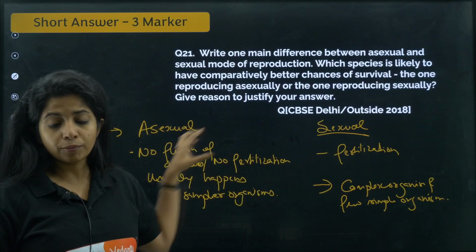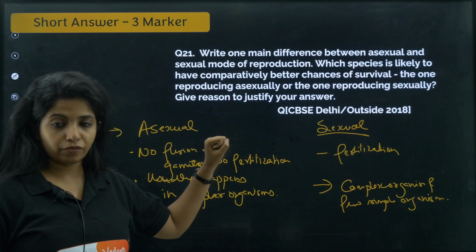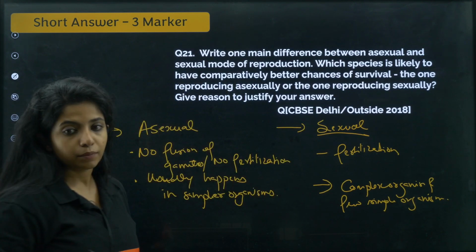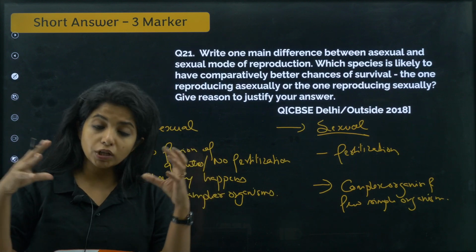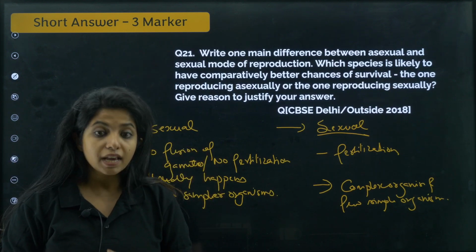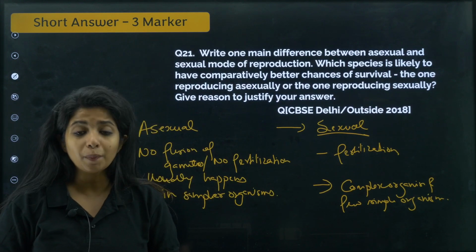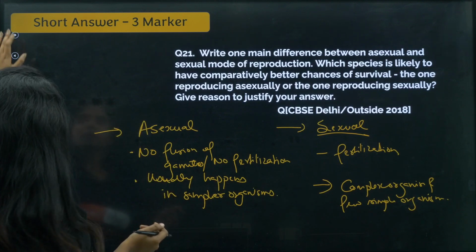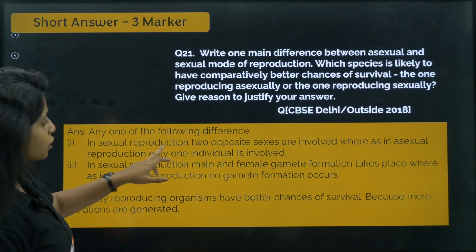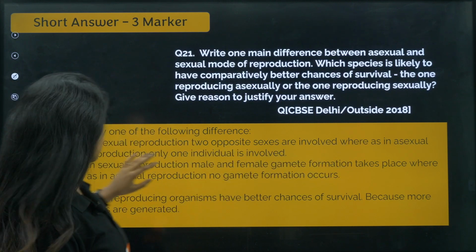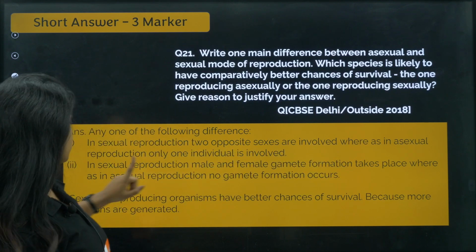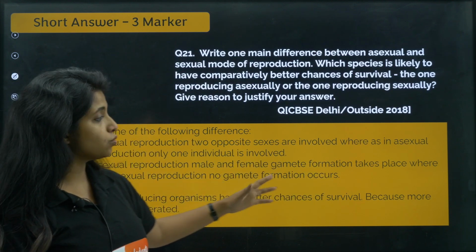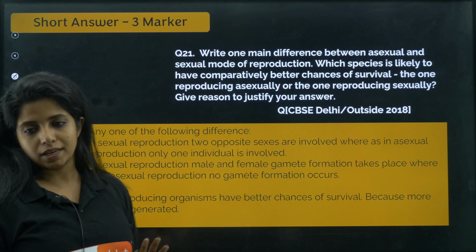Whom do you think will be having more amount of variation? Sexual reproduction. Why? Because two parents are being involved over here. So there are two genetic materials coming together, my dear children. In asexual mode of reproduction, there is only one parent involved, so there is no new genetic material coming. So your answer should go like this. In sexual reproduction, two opposite sexes are involved, whereas in asexual reproduction, only one individual is involved. In sexual reproduction, male and female gamete formation takes place, whereas in asexual reproduction, no gamete formation and no fusion also takes place.